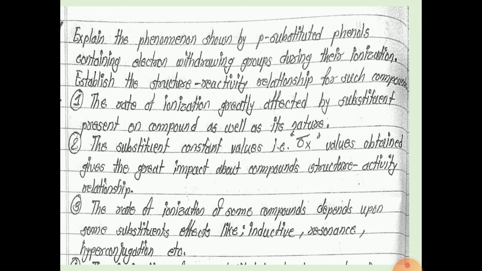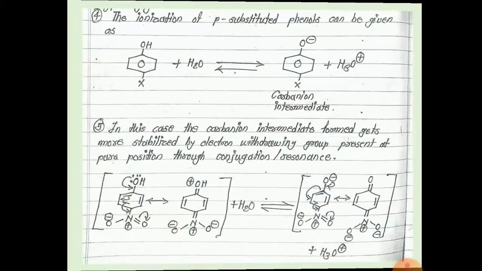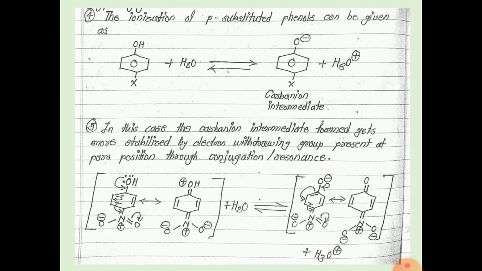The ionization of p-substituted phenol: in this reaction, with p-substituted phenol, a carbanion intermediate is formed. In this case, the intermediate formed is more stabilized by the electron withdrawing group present at the para position through conjugation or resonance. These are the resonating structures of the p-substituted phenol, with NO2 attached as the withdrawing group.